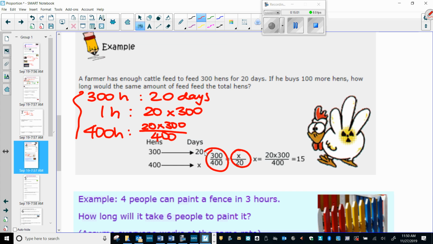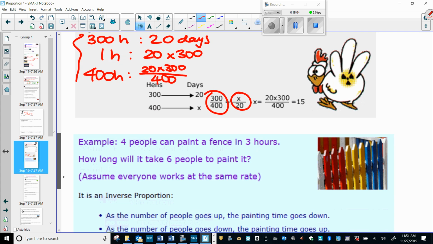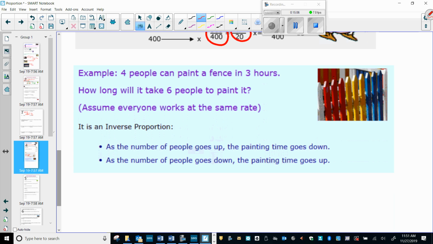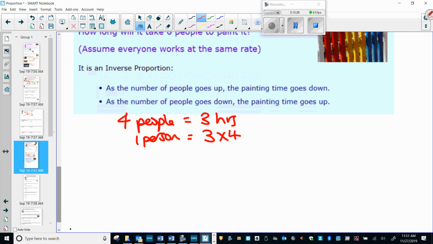So you would have done the same as you would have done for normal proportion. A similar thing here. 4 people can build a fence in 3 hours. How long will it take 6 people? So you've got 4 people is 3 hours. They've asked you about 6 people, so I'm going to go down to 1 person. So for 1 person, it's going to be 3 multiplied by 4 because we multiply first.